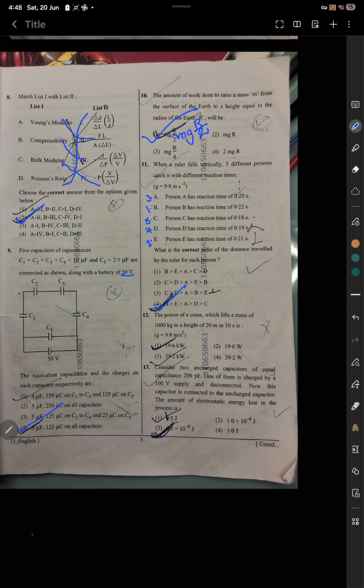Question number 12, the power of a crane which lifts a mass of 1000 kg to a height of 20 meter in 10 seconds is, option 1 is correct, 19.6 kilowatt.